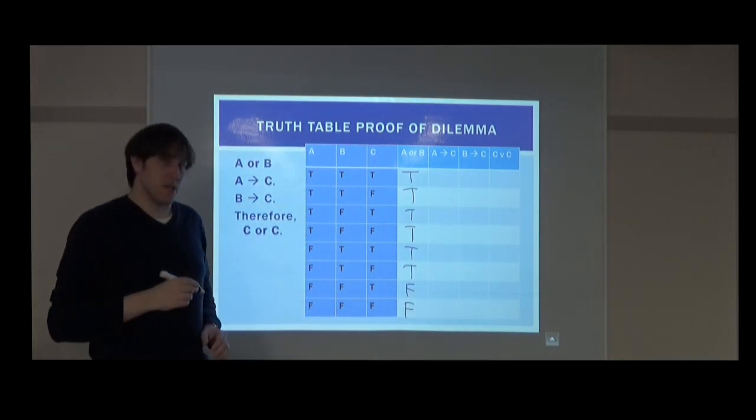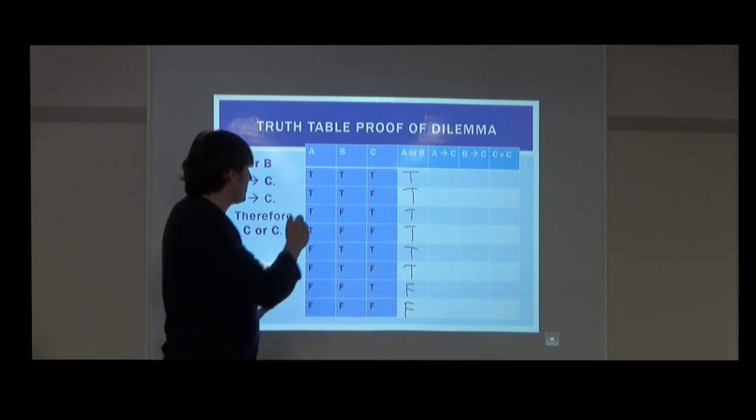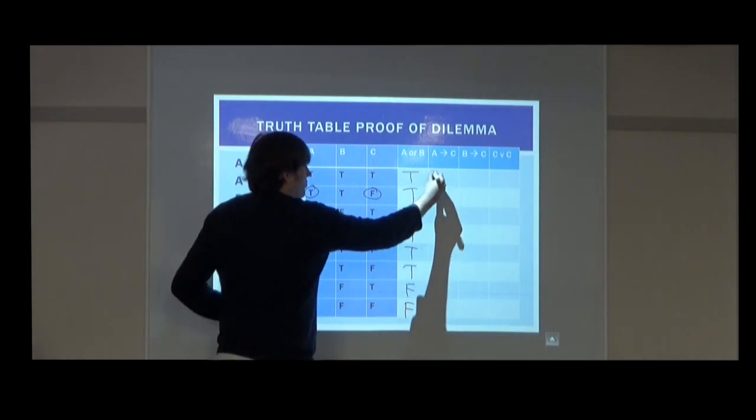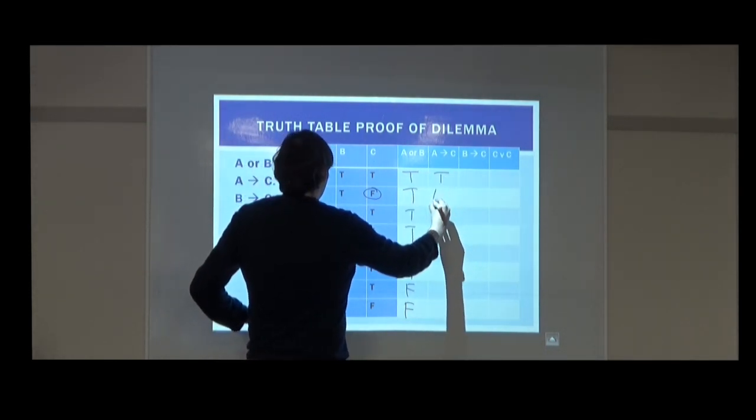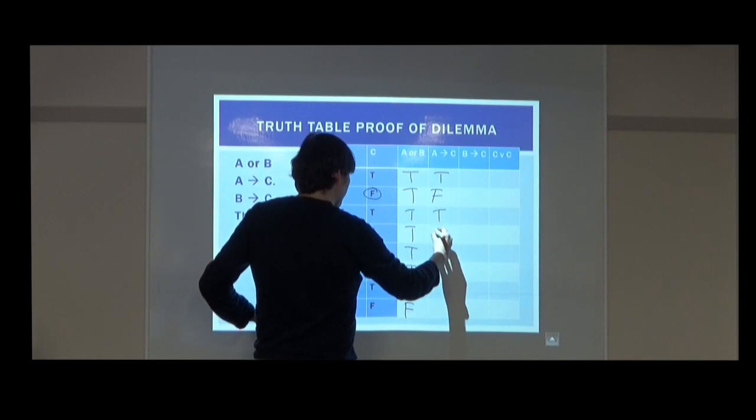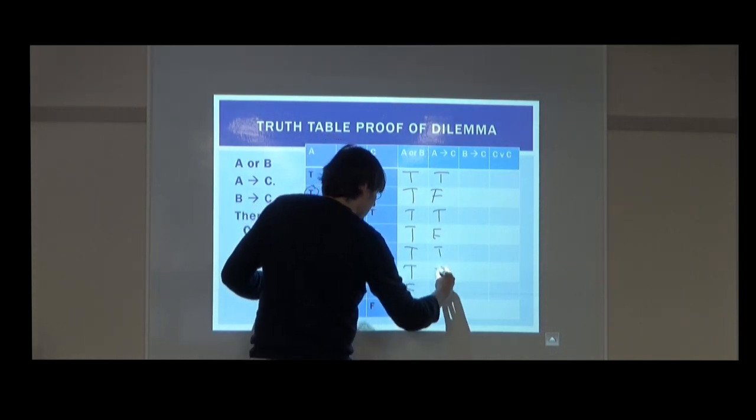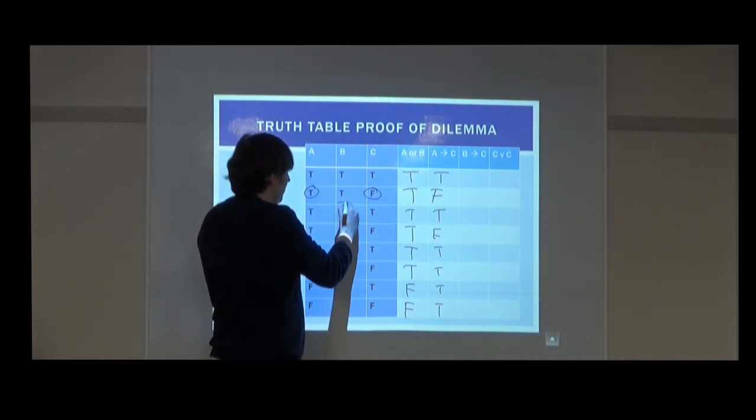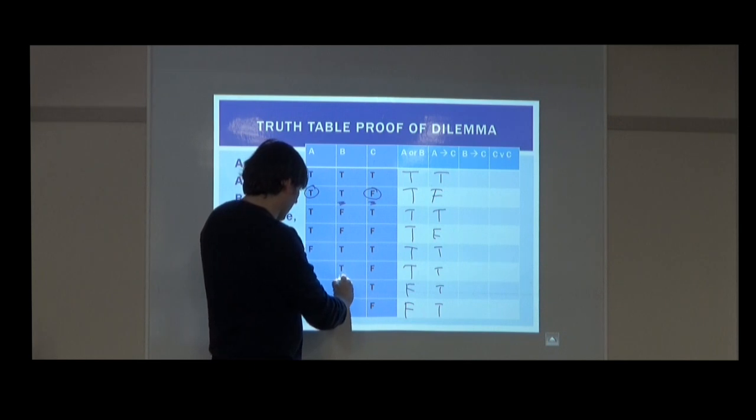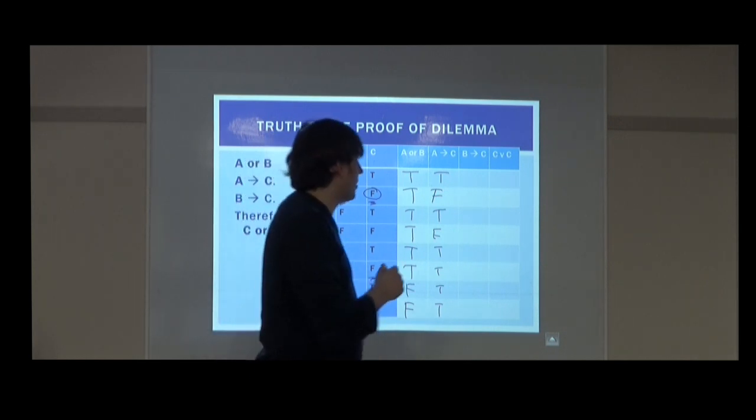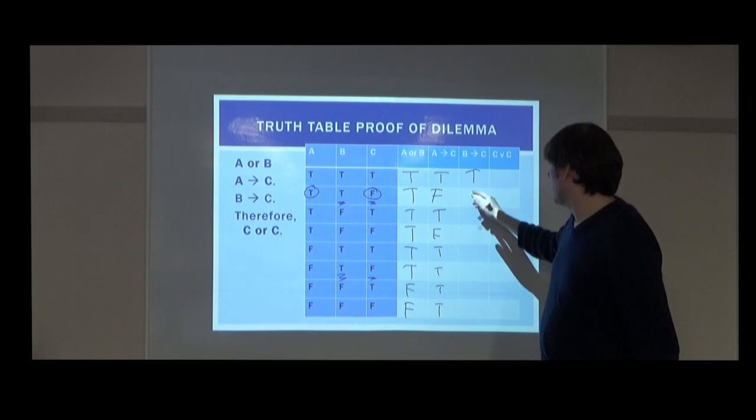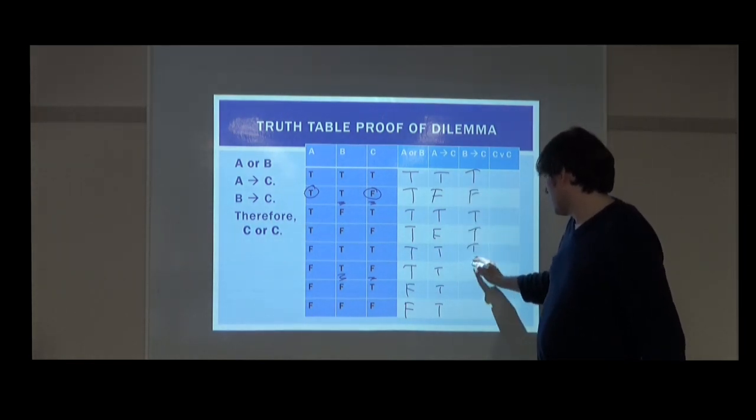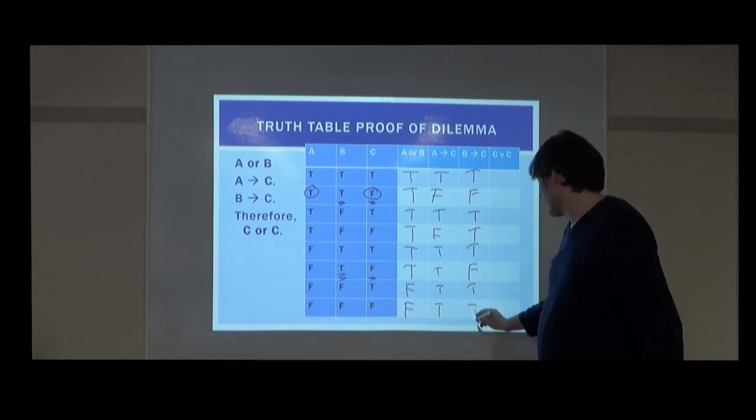Alright, A implies C. This is true except where we have this connection. So we have true, we have false, we have true, we have false, and the rest of them are true. B implies C. That's going to be false when we have that same connection. So this is going to give us true, false, true, true, true, false, true, true.